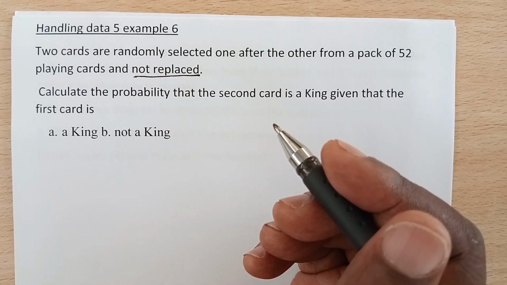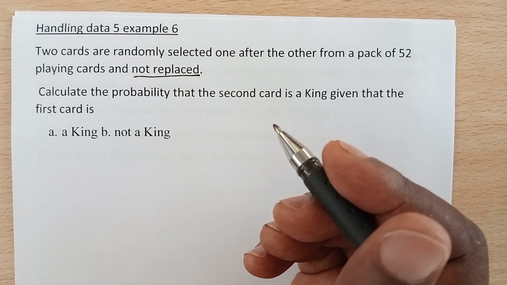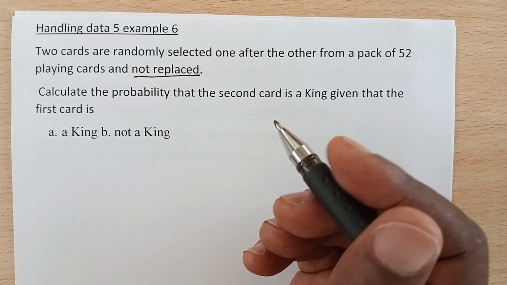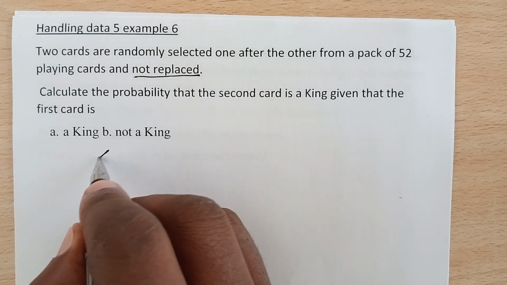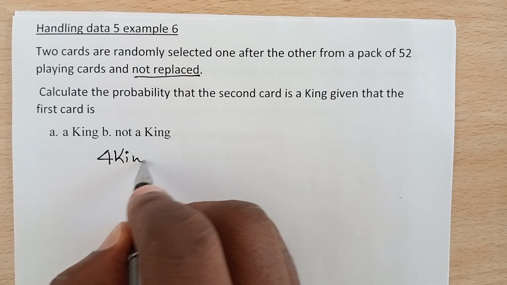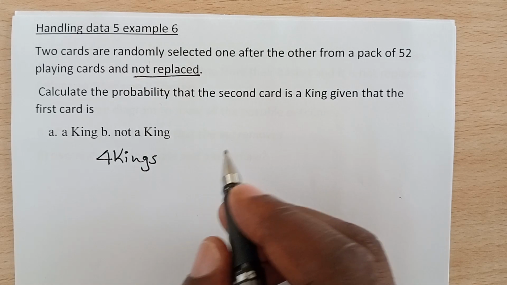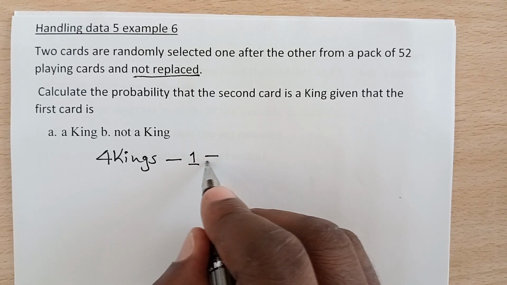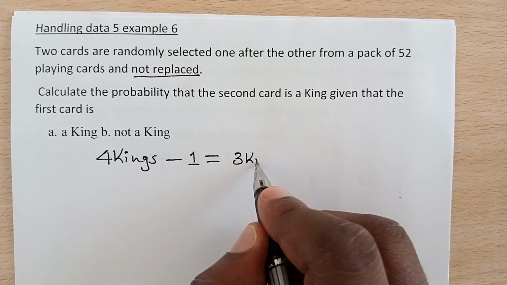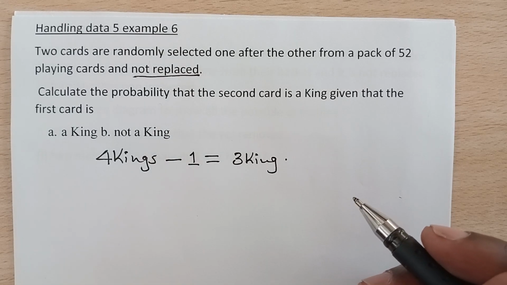We already have the first card as a king. So what is the probability that the second card is a king? We are talking of how many kings in a pack of 52 cards? We are talking about 4 kings. And if the first one is a king, we have taken one out of the bag and we remain with 3 kings in the bag after the first picking.